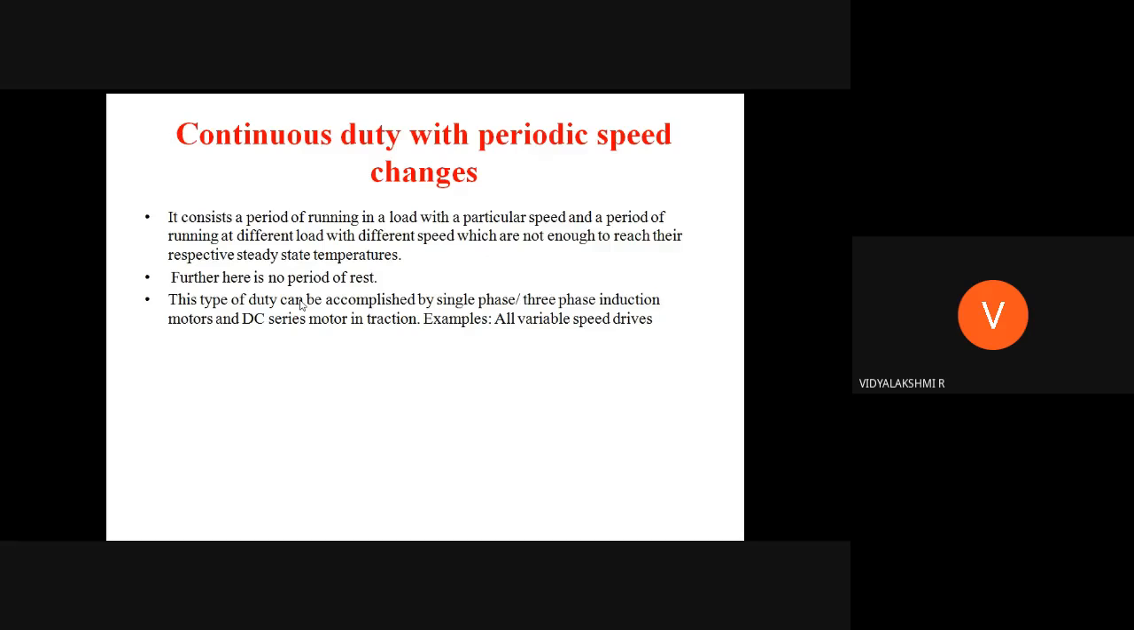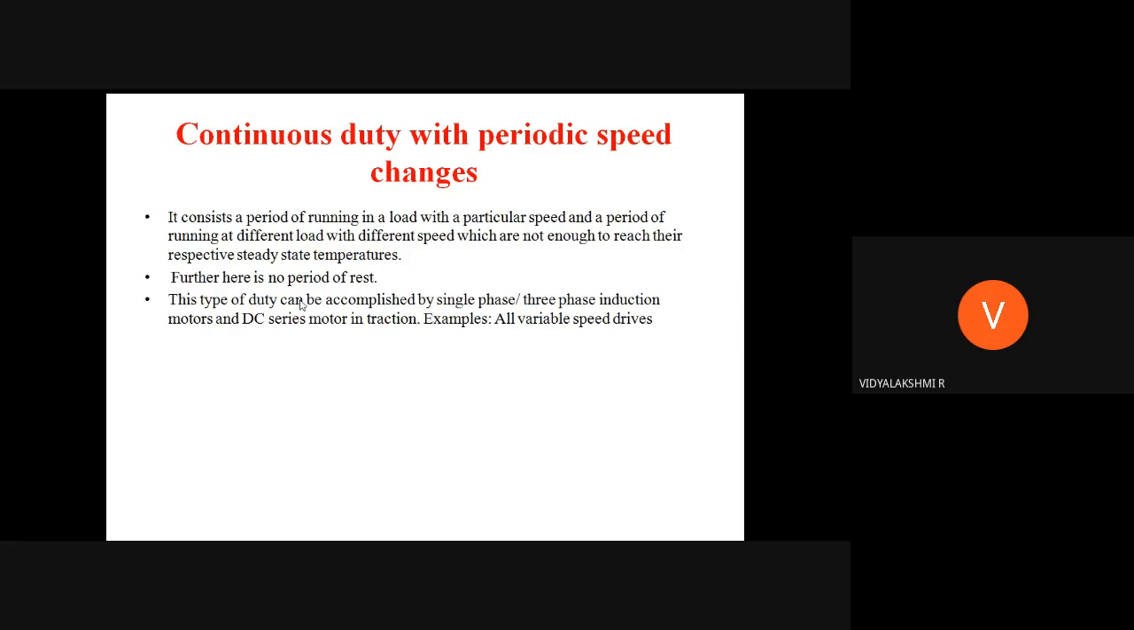The last one is continuous duty with periodic speed changes. Here I'll keep on changing my speed. Before, I talked about constant speed, because there we applied starting and running. We didn't talk about the speed, but here I'm going to change my speed. The speed will be varying. So for different types of load, I can apply different speeds.